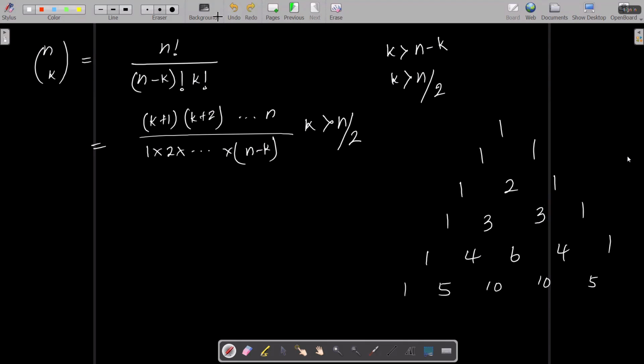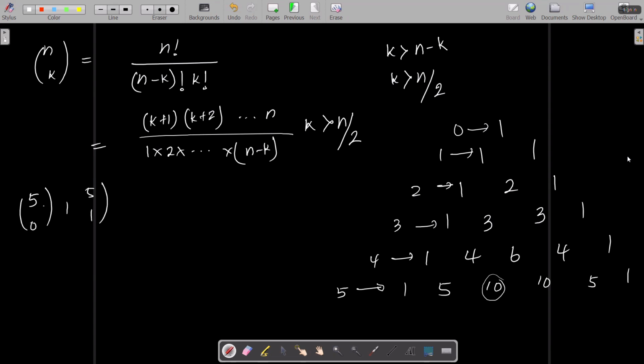Now say this element here is in the 5th row. We start from 0, right? 0, 1, 2, 3, 4, 5. So this is the 5th row, and it will contain 6 values. These 6 values are 5C0, 5C1, 5C2, and up to 5C5.